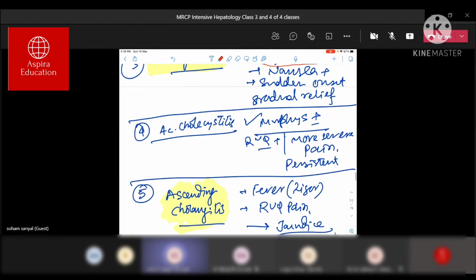Now coming back to acute cholecystitis, the Murphy sign might be positive over there, and we all know about the Murphy sign.